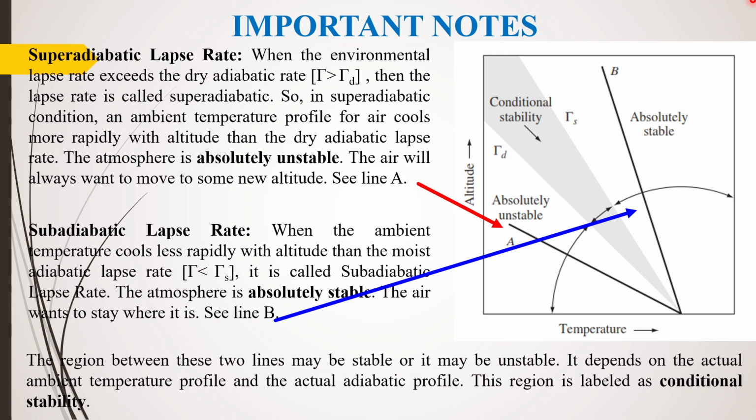And the region between these two lines may be stable or may be unstable. It depends on the actual ambient temperature profile and the actual adiabatic profile. The region is called conditionally stable.